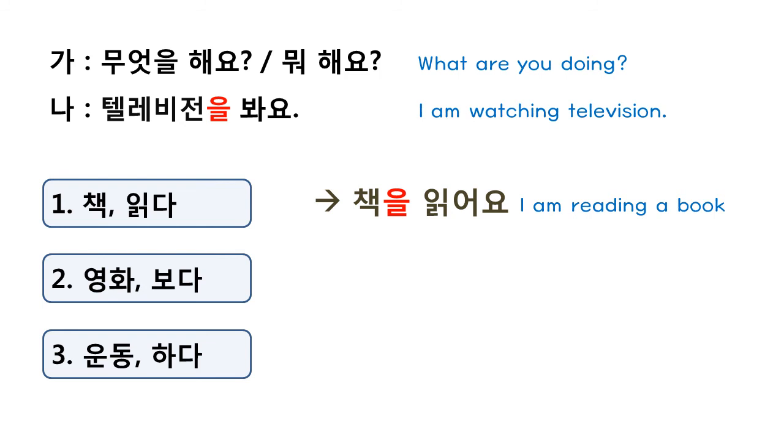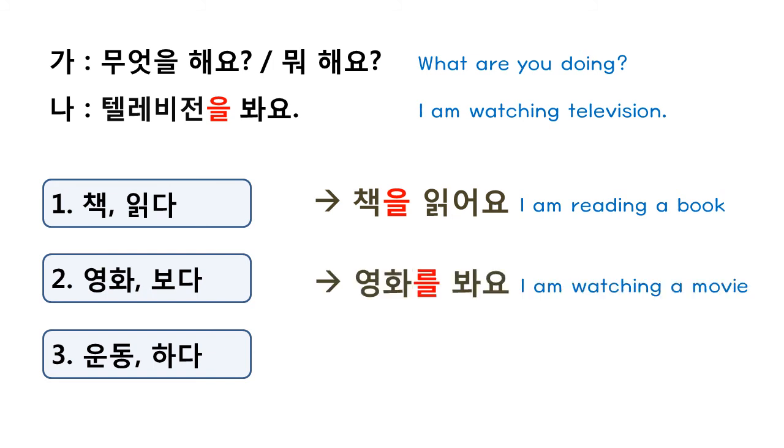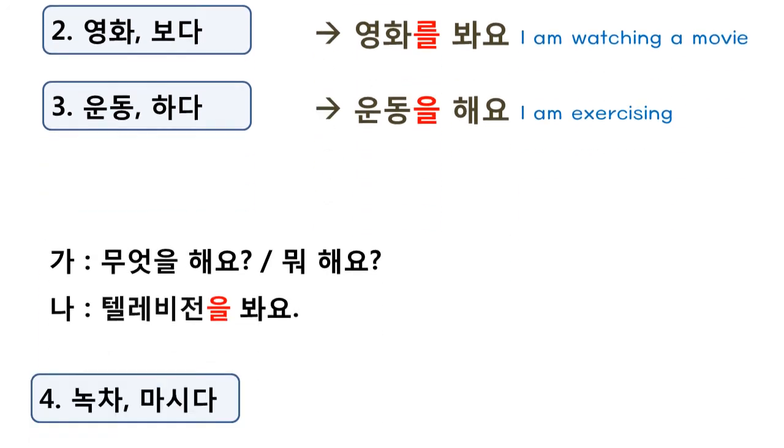So example 2, 영화 is movie. 보다 is watch. So how do we make a sentence? Everyone, you can pause the video and try it first. The answer is 영화를 봐요. 운동, exercise, 하다, to do. So I am exercising, we would say 운동을 해요. Of course, in Korean, sometimes we drop the 을 marker if the object of the sentence is obvious, and then we would just say 운동해요.